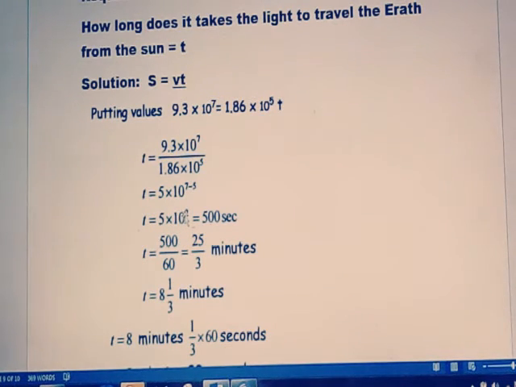10 power 2 means 10 squared. 10 squared equals 100. And 100 multiplied by 5 is equal to 500. So time is equal to 500 seconds.